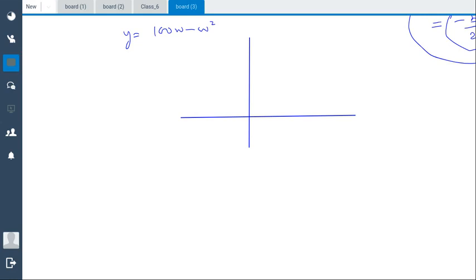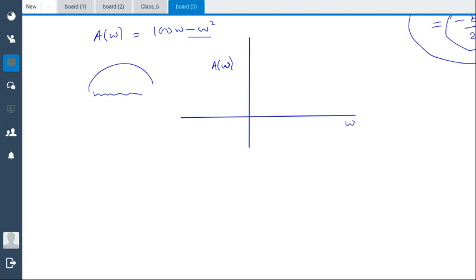First of all, check the coefficient of x square, or here the coefficient of w square. Here the graph is between y and w, or I would rather say aw. The graph is between aw and w, so it is going to be something like this. The coefficient of w square is negative, so it is opening downward, like this.